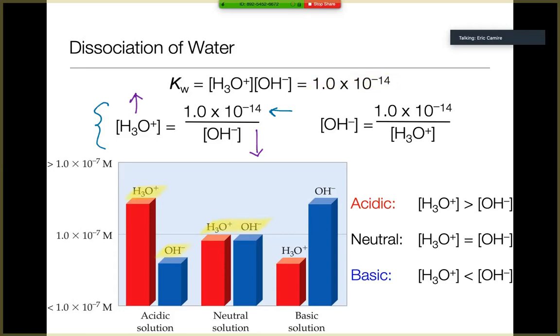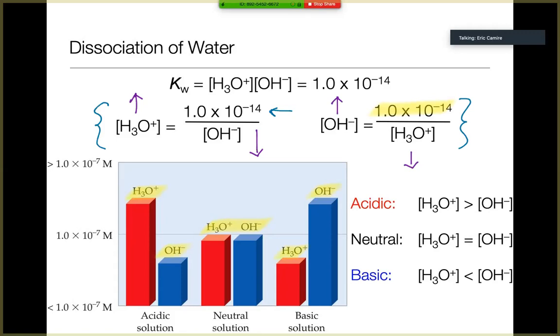And then we can also do the flip side, right? We could solve for the equation this way. Maybe I added some base. I dissolved some sodium hydroxide. The concentration of my hydroxide goes up. Therefore, hydronium must go down to keep Kw constant. That's what I see here. You started off neutral, and now add some hydroxide, so hydronium has to go down.